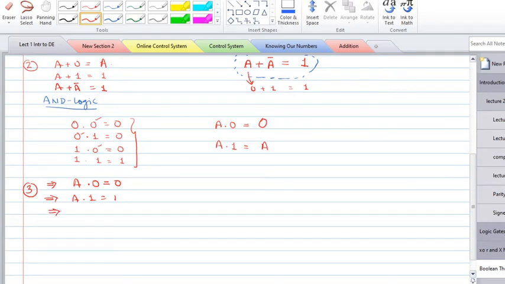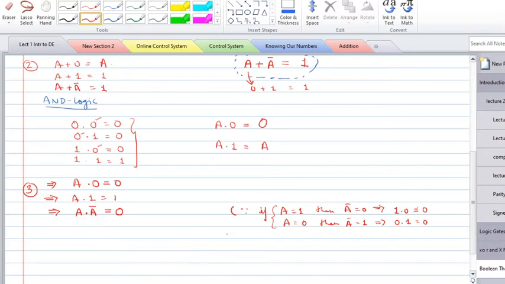Okay, similarly we can have the third AND logic related Boolean theorem, that is when we AND a and its inverted value, then it will result in a 0, because if a is equals to 1, then a bar is equals to 0. This will give you 1 dot 0 is equals to 0. Similarly, if a is equals to 0, then a bar is equals to 1. This will give you 0 dot 1 is equals to 0. Okay.